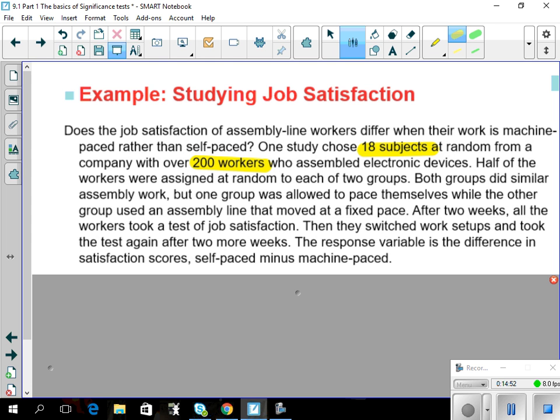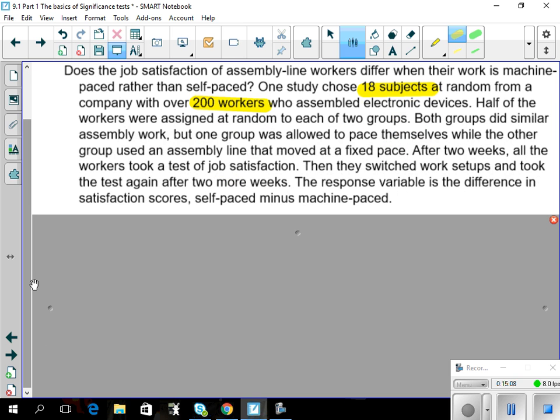Half of the workers were assigned at random to each of two groups. Both groups did some similar assembly work, but one group was allowed to pace themselves, the other group was allowed to move at a fixed pace. After 2 weeks, all the workers took a test of job satisfaction. And then they switched work setups and were tested again. The response variable is the difference in satisfaction scores. Okay, that's important.